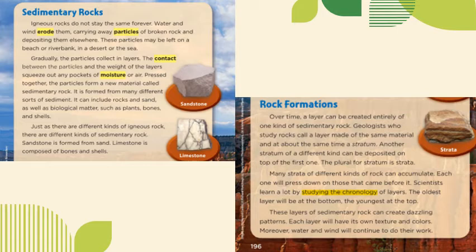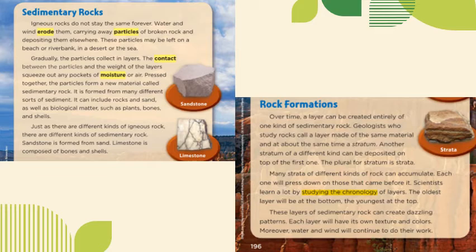Sedimentary rocks. Igneous rocks do not stay the same forever, so let's see how igneous rocks change. Water and wind erode them, carrying away particles of broken rock and depositing them elsewhere. These particles may be left on a beach or riverbank, in a desert or the sea. Gradually, the particles collect in layers. The contact between the particles and the weight of the layers squeeze out any pockets of moisture or air. Pressed together, the particles form a new material called sedimentary rock.